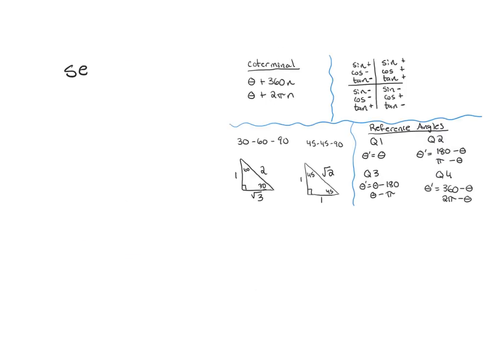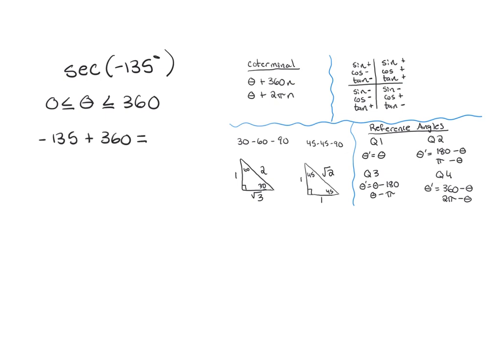All right, so now let's do secant of negative 135 degrees. First thing is check, is that on the interval from 0 to 360? It's not, so let's find the coterminal angle by doing negative 135 plus 360. And when you do that, you should get 225 degrees. So really what we're going to find is secant of 225 degrees.